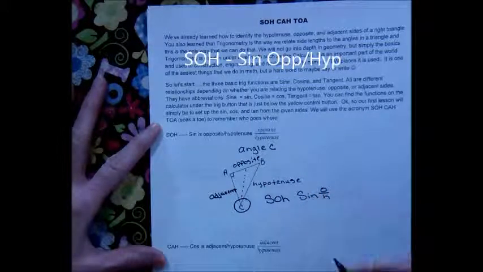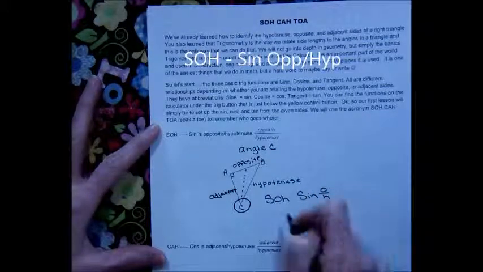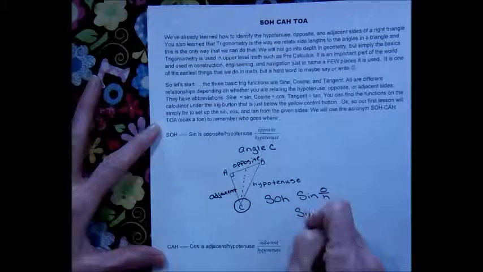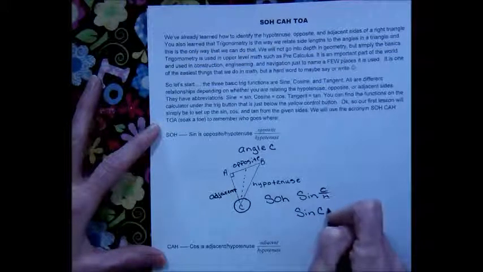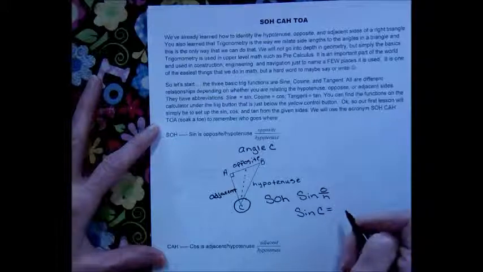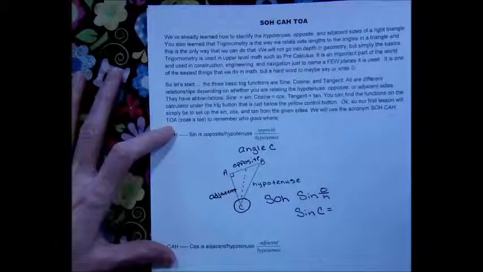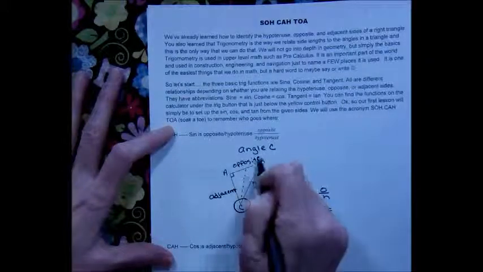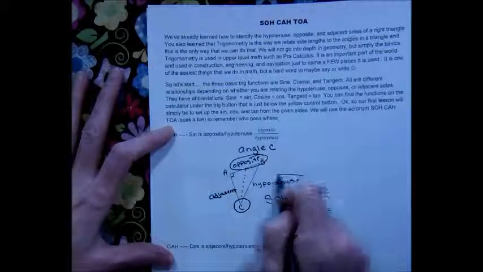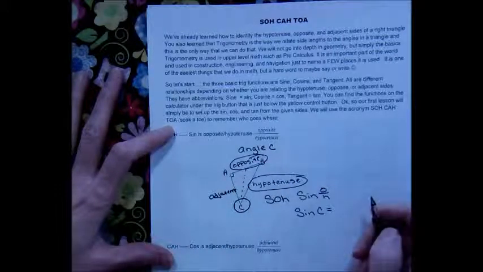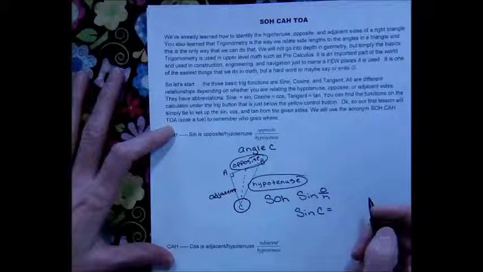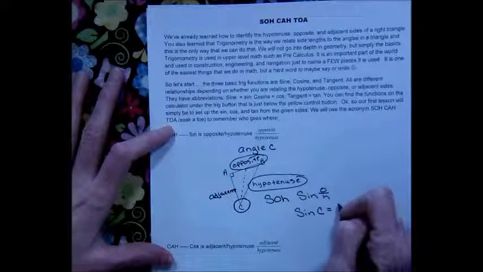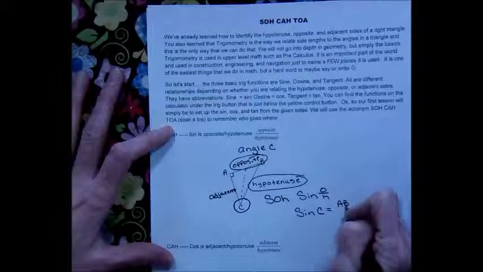So if I need to find the sine of angle C, then I use the acronym SOH. That's the part that deals with sine, and it is opposite over hypotenuse. So the sine of C is my opposite side over my hypotenuse. And usually they'll give you numbers for these, and we'll set up that ratio, which is a fraction, and we will reduce it as necessary. In this case, they just give us side lengths, so we'll say the sine of C equals AB over BC.